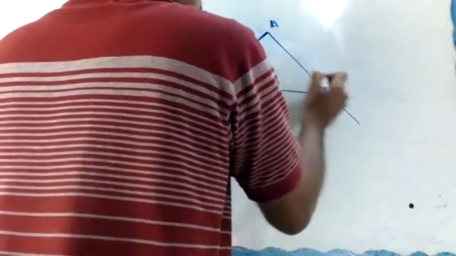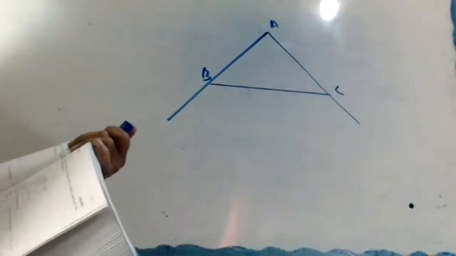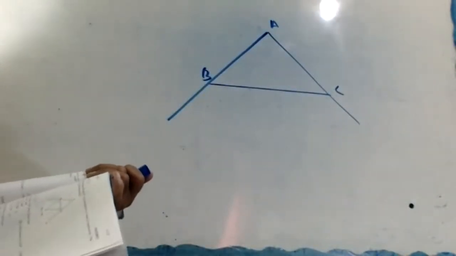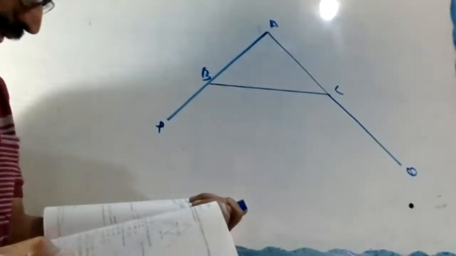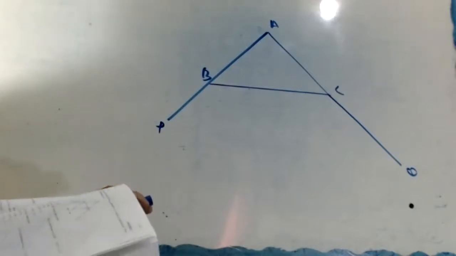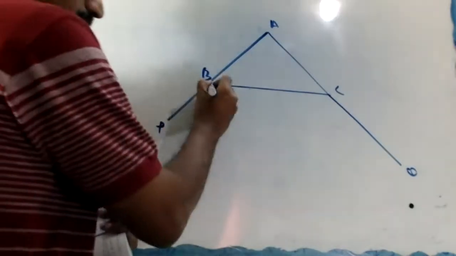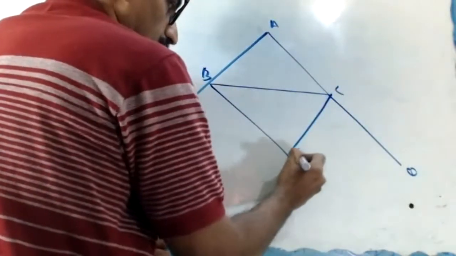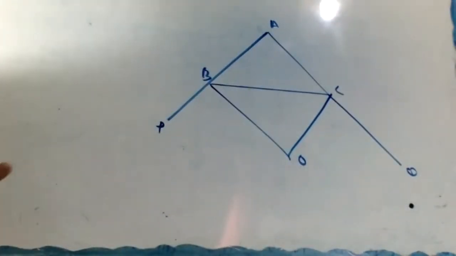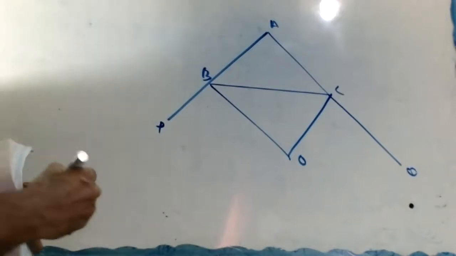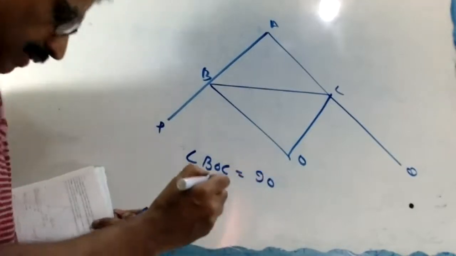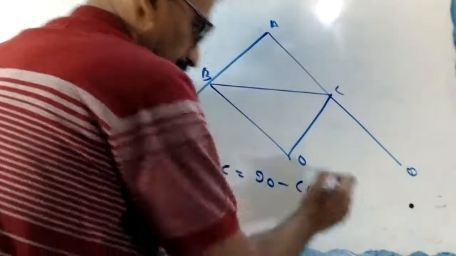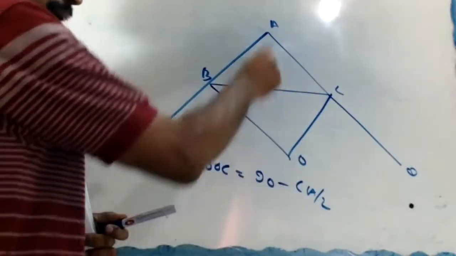The sides AB and AC of triangle ABC are produced to P and Q. If the bisectors of angle PBC and QCB intersect at O, prove that angle BOC equals 90 minus angle A by 2.